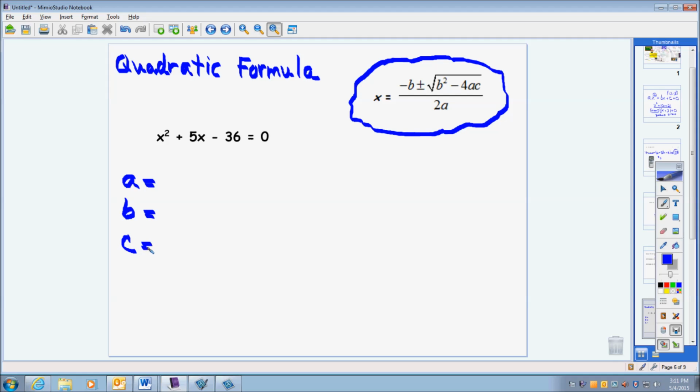We need an A, a B, and a C. Now remember, the A is the number in front of the quadratic, so that's 1. The B is the 5, and the C is the negative 36. And it has to be equal to 0, so everything needs to be on one side of the equation. If you had like a 5 here, you have to move it over first.